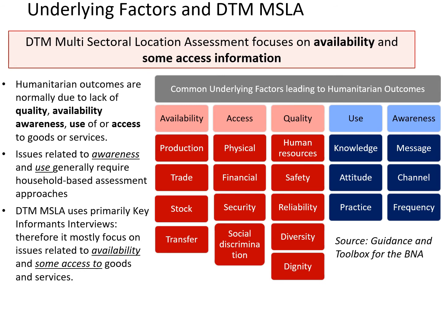Let's now consider underlying factors and DTM multi-sectoral location assessment. Underlying factors are the reasons why population cannot meet their basic needs. The basic needs assessment guidance identifies 5 main categories of underlying factors: availability, access, quality, use, and awareness. This means that people are in need for lack of either availability of goods and services, or access to goods and services, or quality of goods and services, or awareness or use of goods and services.